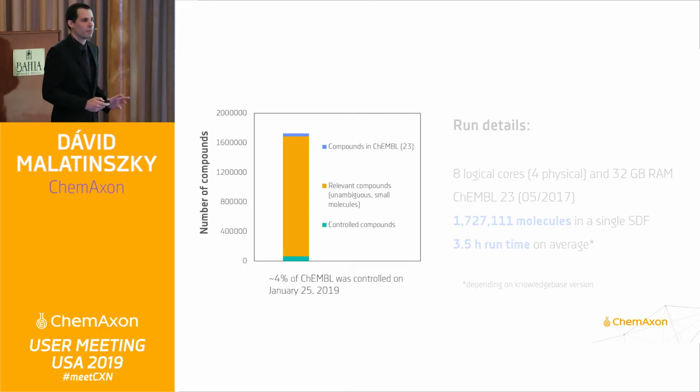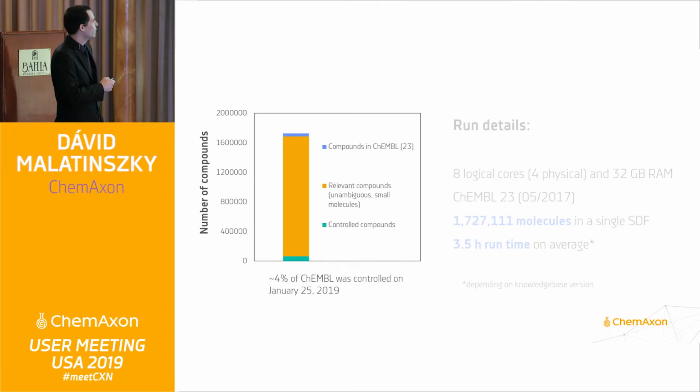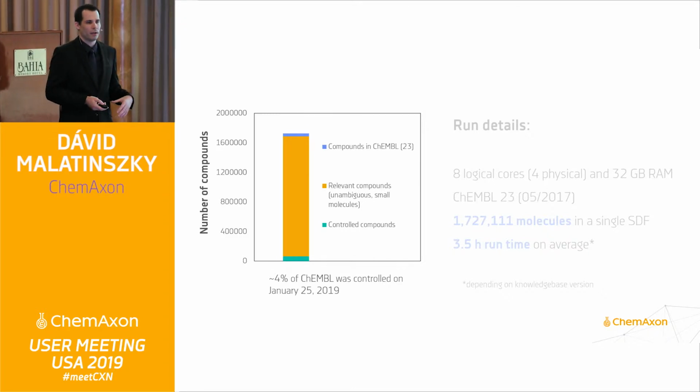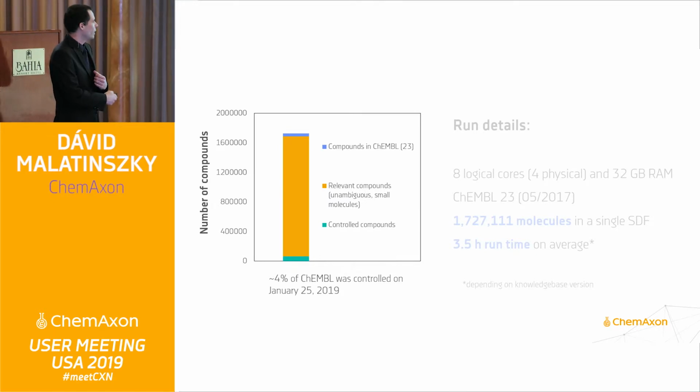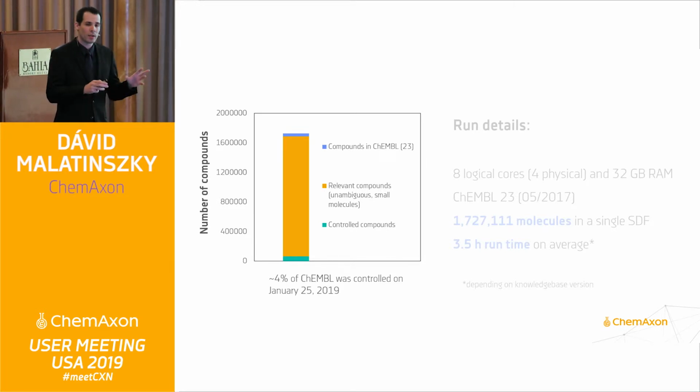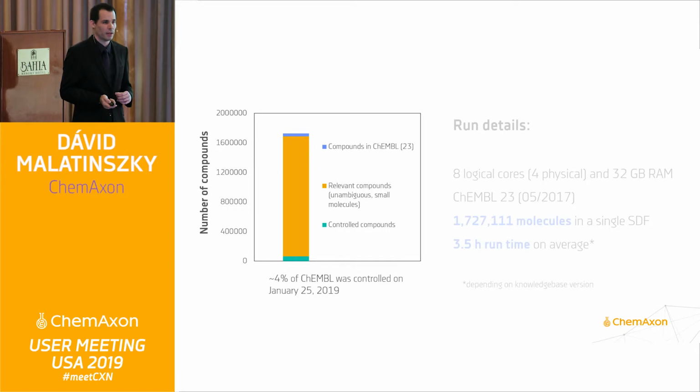So here's the first summary of what we got. You see that 1.7 million was the original set, and we only considered 1.68 million. We had to filter out a few structures which are ambiguous or which are large molecules. And of the 1.68 million, we found 4%, about 62,000 controlled substances. So it's a significant number of controlled substances that you can find in this compound set.